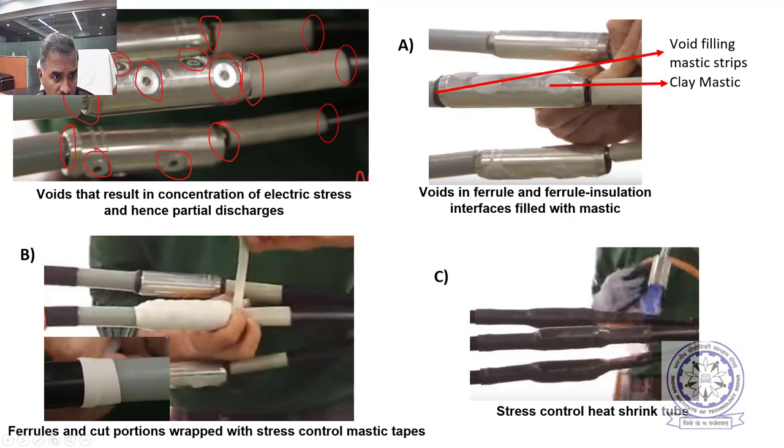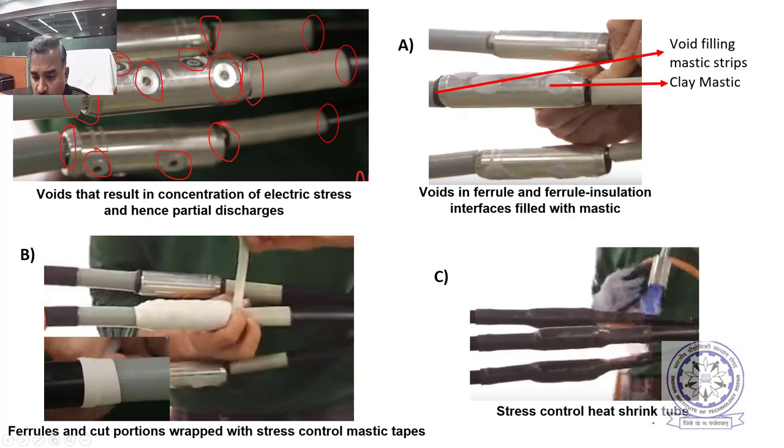Here also there is a gap between crimp and this insulation. So void filling mastic strips or clay mastic strips are to be used here. This is a mastic strip, you can see. It is a material, normally a high dielectric constant material. So voids in ferrule and ferrule insulation interfaces are filled with this mastic material. And ferrules and cut portions are wrapped with stress control mastic tapes. So as shown here, these are all the tapes.